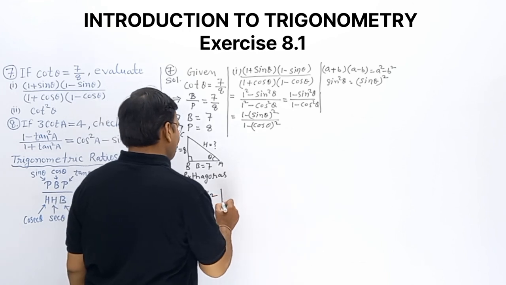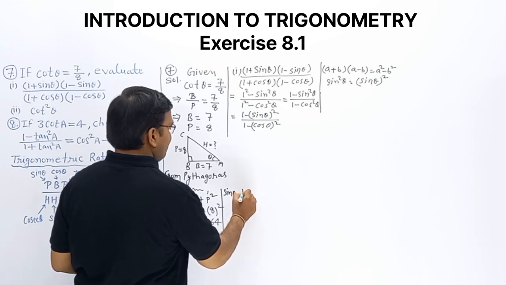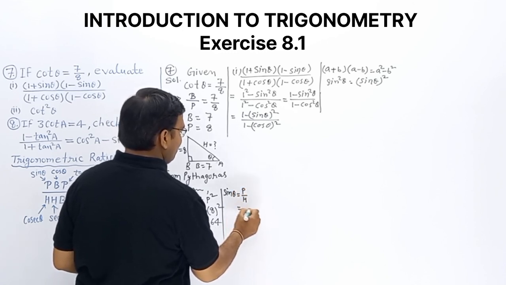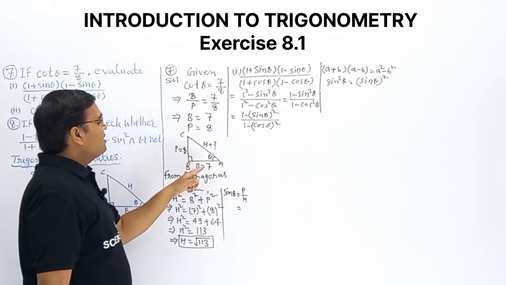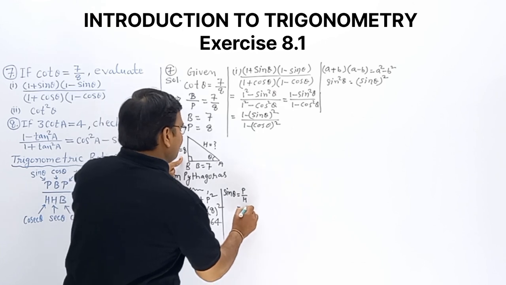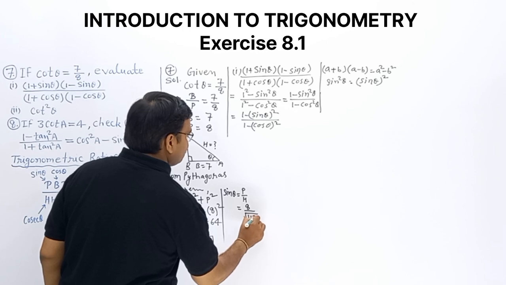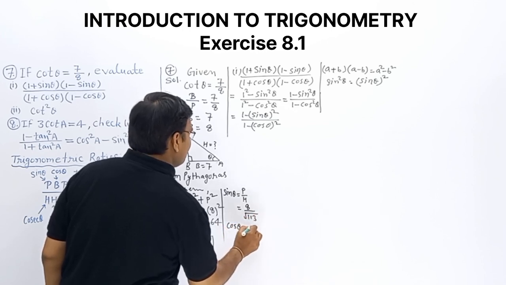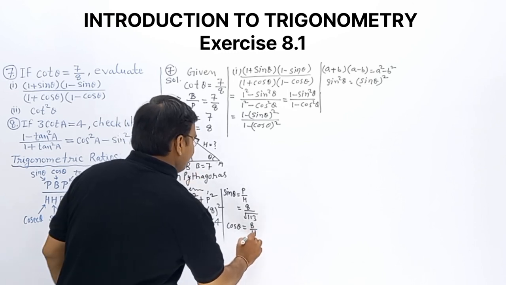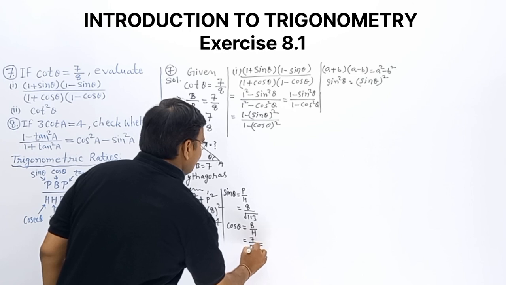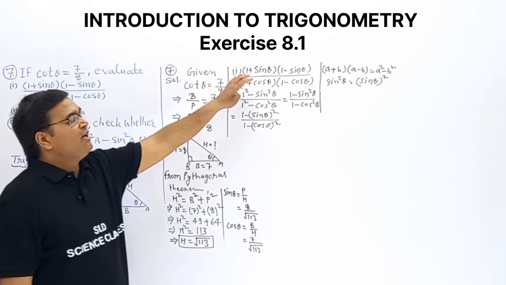So what will be the value of sin theta? Sin theta will be perpendicular upon hypotenuse. In this diagram we have perpendicular 8 and hypotenuse we obtained square root of 113. And what about cos theta? Cos theta equals base upon hypotenuse. So its value will be base 7 upon square root of 113. Yes or no? We want its value.